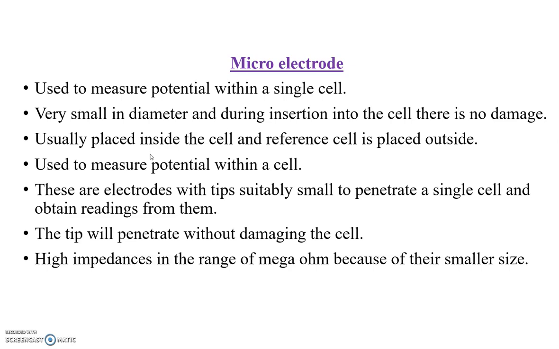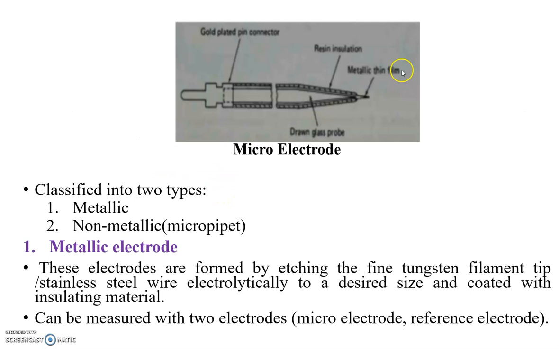So it has a high input impedance in the range of megohms because of its smaller size. So this is a schematic view of the microelectrode. The microelectrode is broadly classified into metallic and non-metallic.